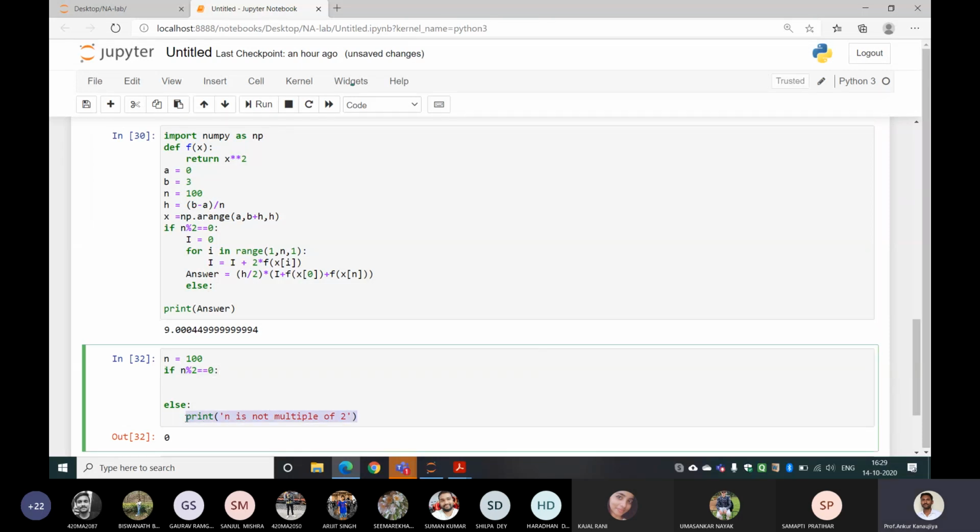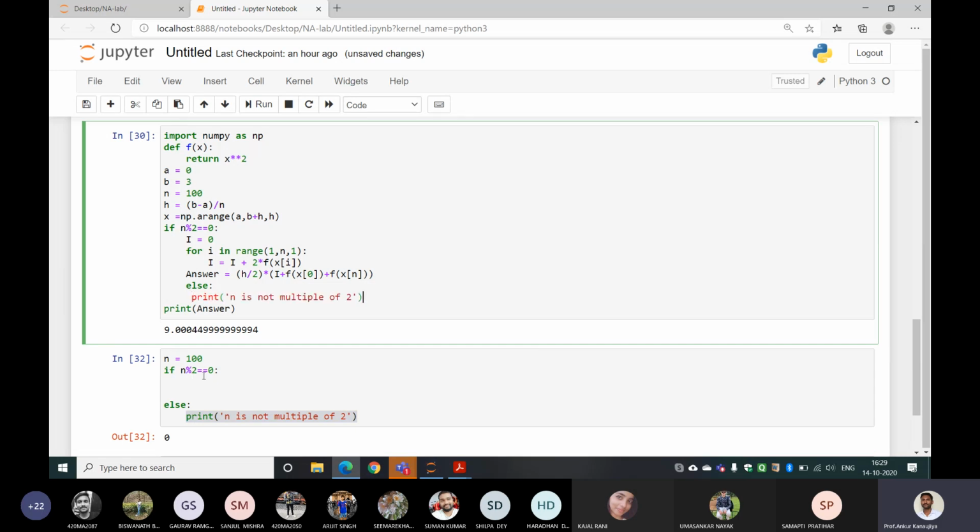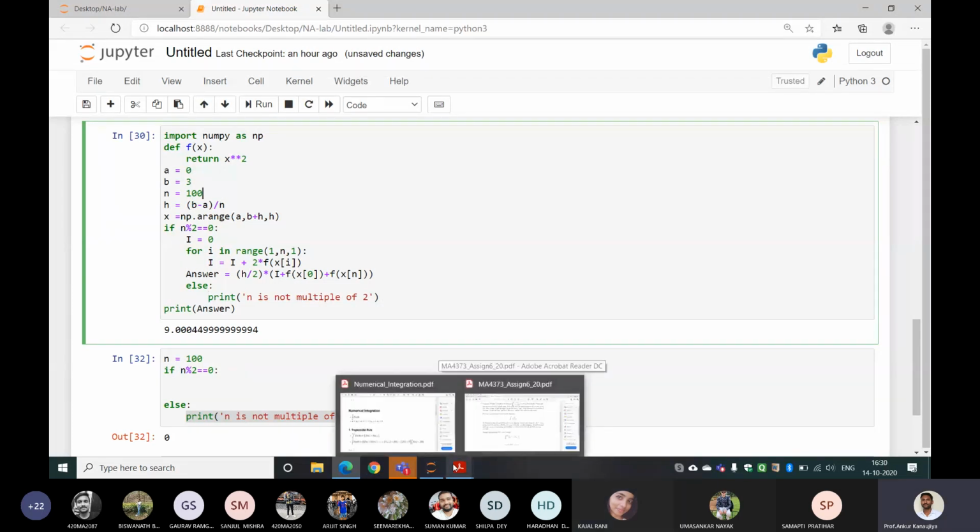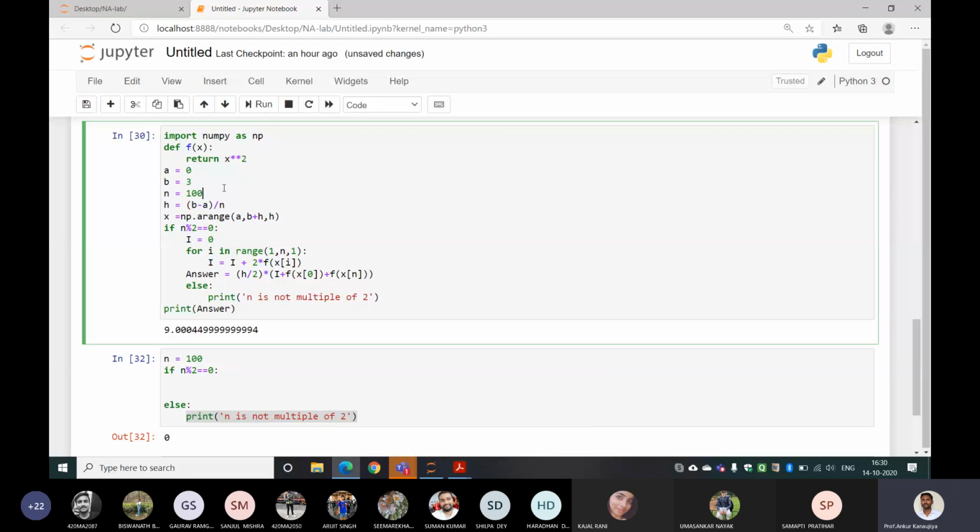Similarly, if you are doing 3/8, you have to check n is a multiple of 3. That means n percentage 3 will be 0 or not. So we have to take the manual input for n. Yes, because I already asked you how to do 10 times, 20 times. Otherwise, how will you make it 20 times? You have to change it either here or you can ask for input from the keyboard also.